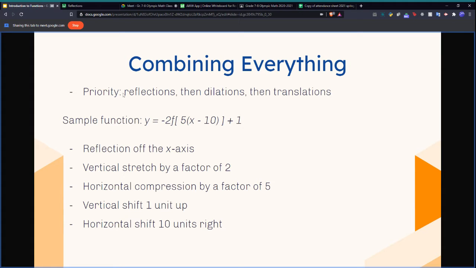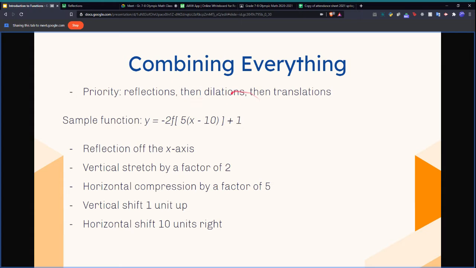First, you want to find if there are any reflections, okay? First, look at the reflections. Find the negative signs. You can see that there's a negative sign in front of this 2. Basically, it's also in front of the f, the function, right? So this negative is in front of the function. That means you have a reflection in the x-axis. And you have to do this first. You state it first, like this. So reflection in the x-axis, that's the first thing you put down.